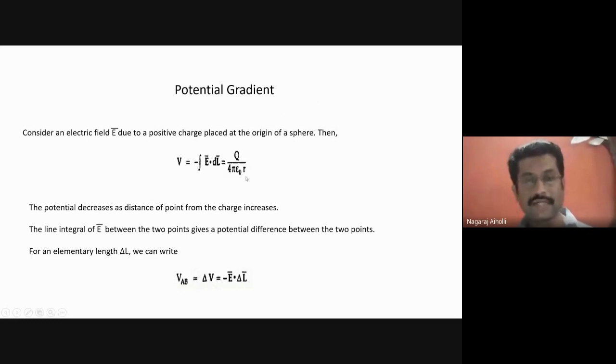That is why as R increases, as distance increases, potential should decrease. As the distance decreases, potential should increase. That means there is an inverse relation between the potential and the distance.